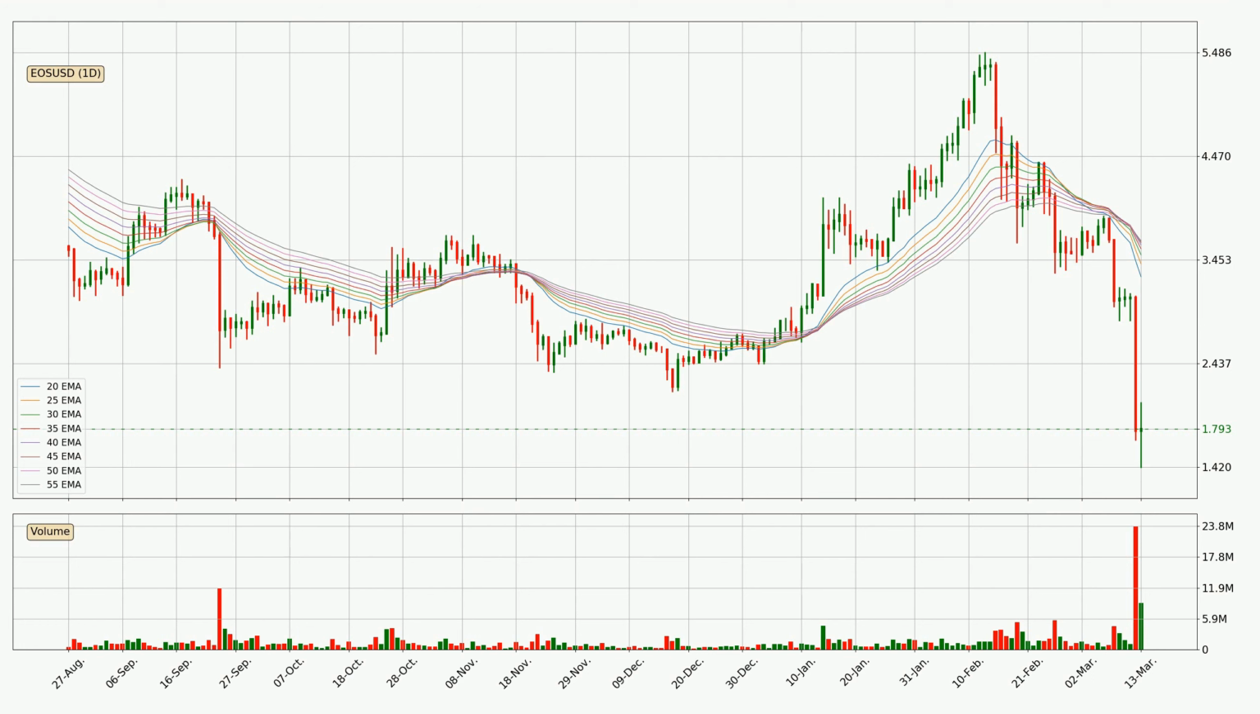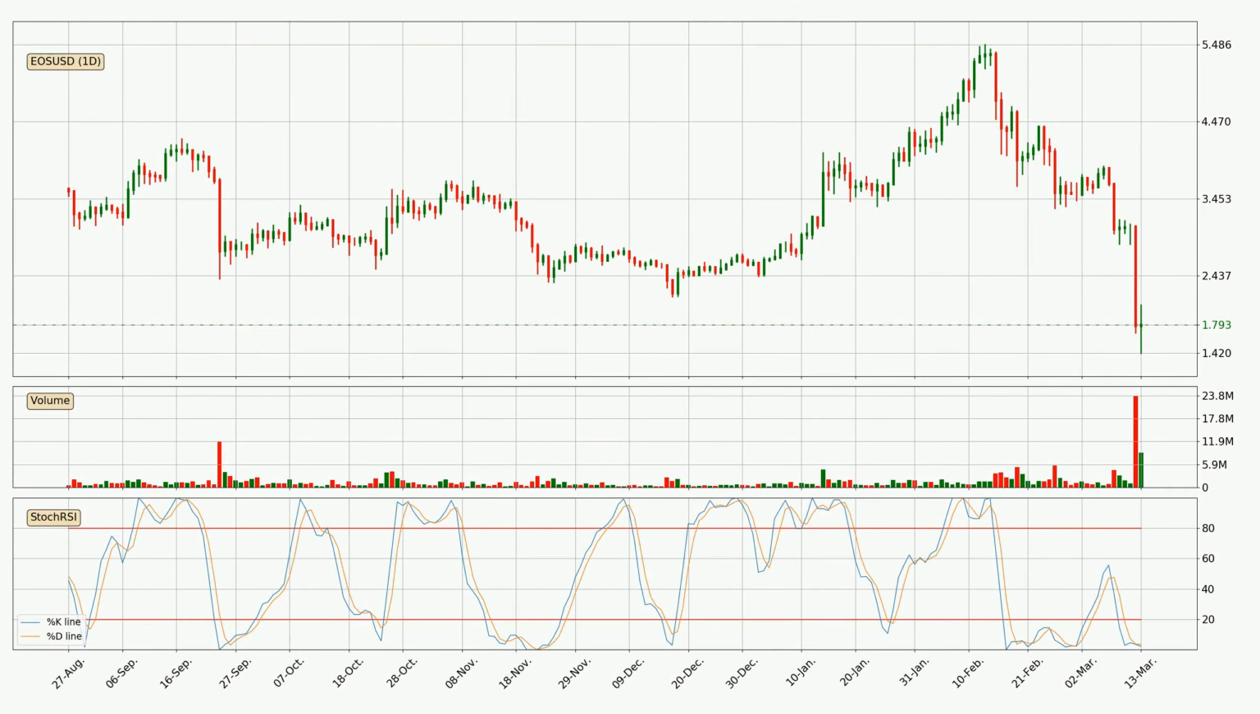But as the price moved very quickly and is far below the ribbon, a pullback or some kind of consolidation could be expected before further move to the downside. Jumping to the daily stochastic RSI, both the %K and %D lines are currently very low, which means that the price is oversold and a trend change or at least some kind of consolidation is to be expected.